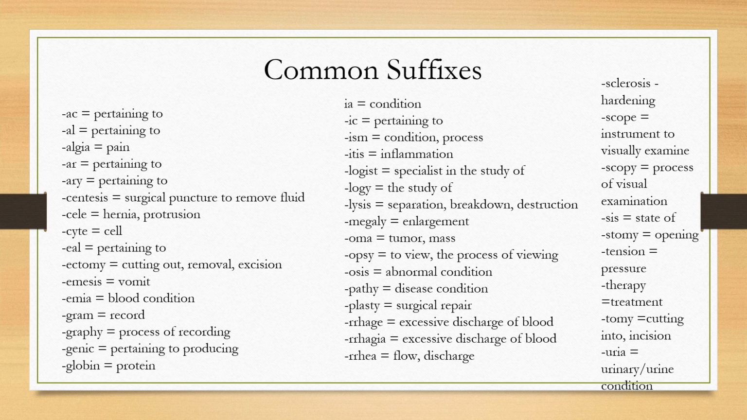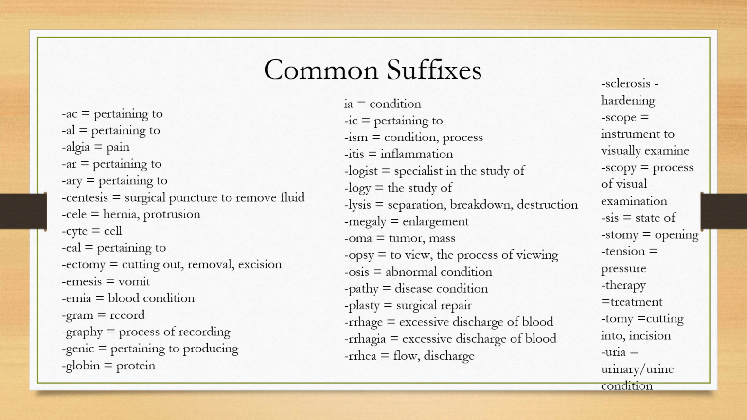Anytime you see opsy, this is the view or process of viewing. So like a biopsy, you're looking at cells. People confuse that with just being specific to cancer. Biopsy can be used to look at other things in your cells. Osis, this is an abnormal condition. Pathy is a disease condition. So cardiomyopathy, you're looking at that layer of your heart. Plasty, this is a surgical repair.